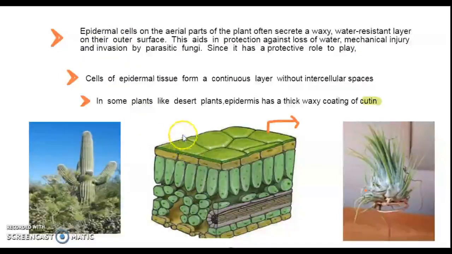Okay, as you can see here, this is an epidermal cell. They are continuous and they do not have intercellular space. They are closely packed. So the epidermis secretes a thick waxy coating that is known as cutin. In desert plants, the epidermis releases a thick waxy coating known as cutin.